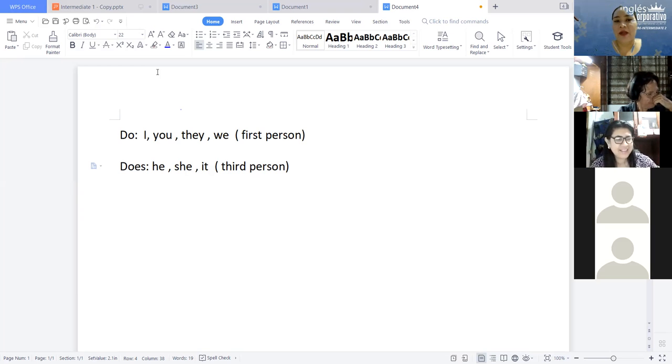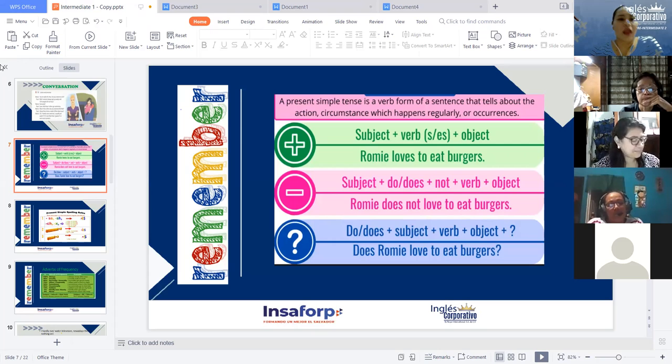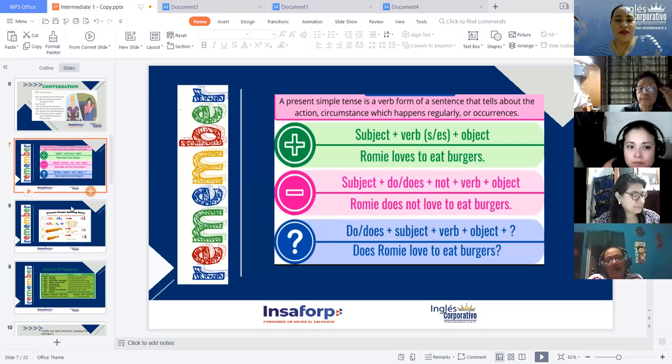So as I was saying, in the third person singular, you need to change the verb. Let's keep this in mind, and let's go back to the presentation. Recuerden eso y vayamos a la presentación. En esta parte de la estructura, ¿ustedes la tienen clara? Yes, teacher. Awesome. I hope so. Okay, we will see, right?